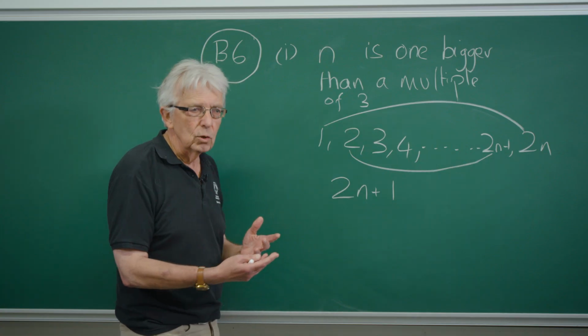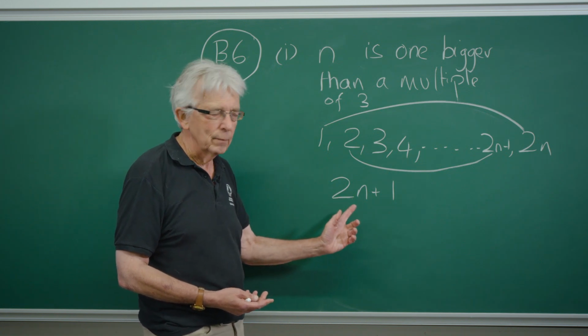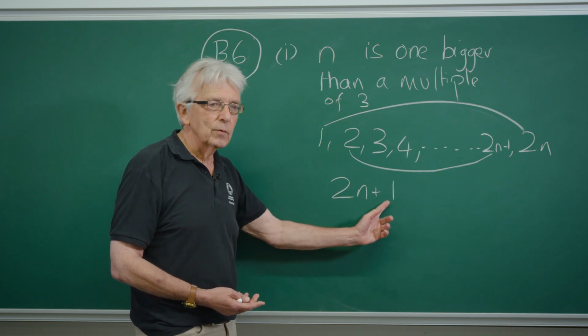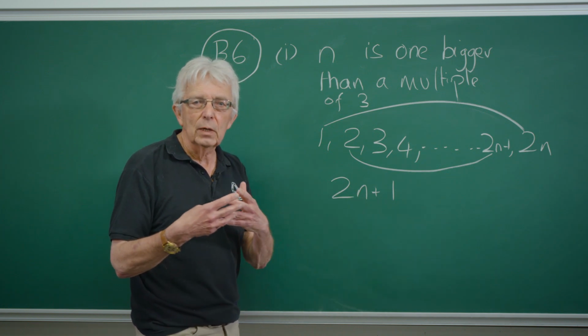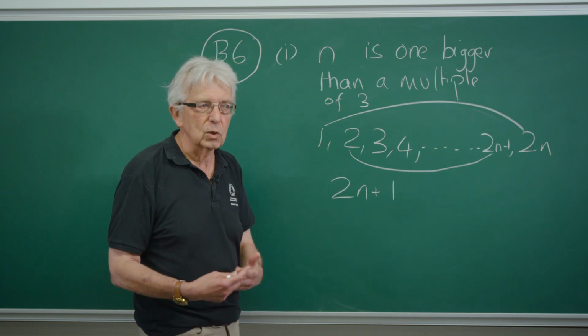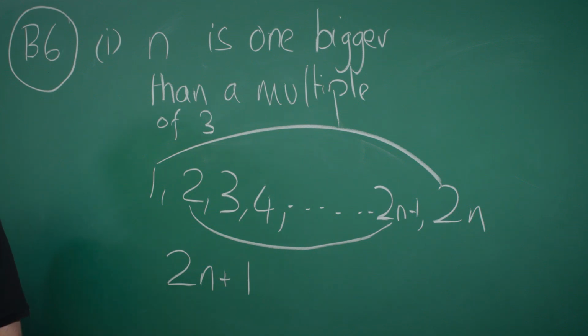Well, it's actually really useful, because if we know that n is 1 bigger than a multiple of 3, then 2n is going to be 2 bigger, plus we've got an extra 1, so it's going to be 3 bigger than a multiple of 3, which makes it in itself a multiple of 3 as well. So we've now covered that particular case.